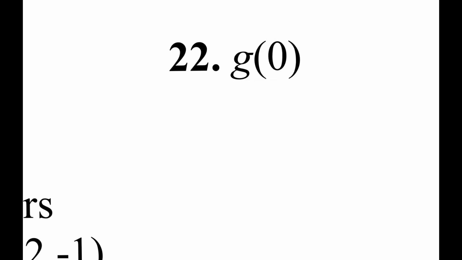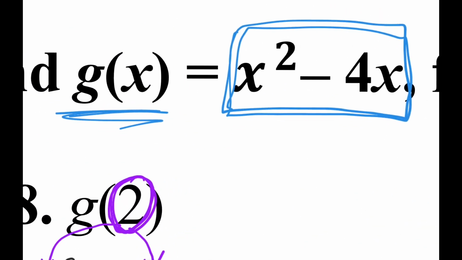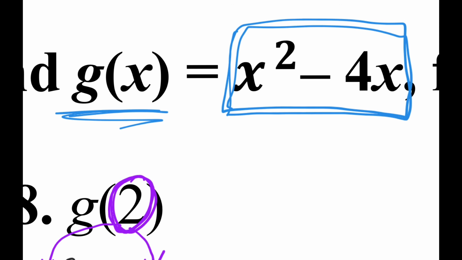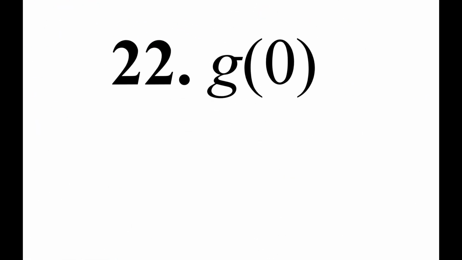22, you are also substituting a 0, but the function is different. We are using g of x. That is the function right here, g. So going back to that function, we look at g of x, and it's right here. G of x is x squared minus 4x. So I'm going to write down x squared minus 4x. That's the first step. And then you substitute this number into the x and over here.